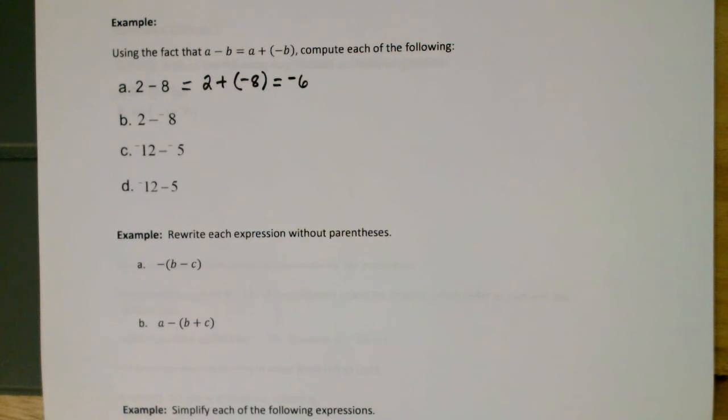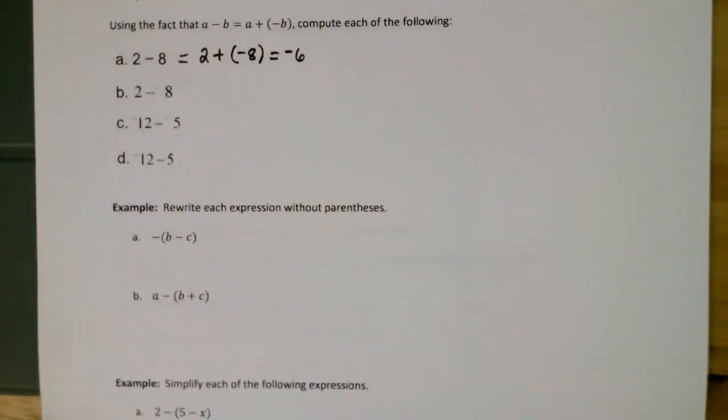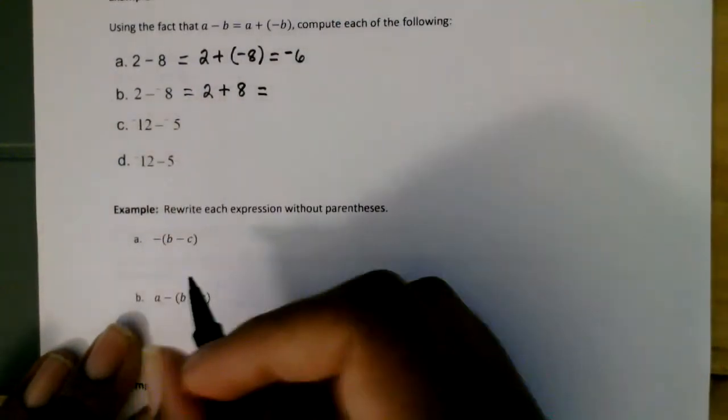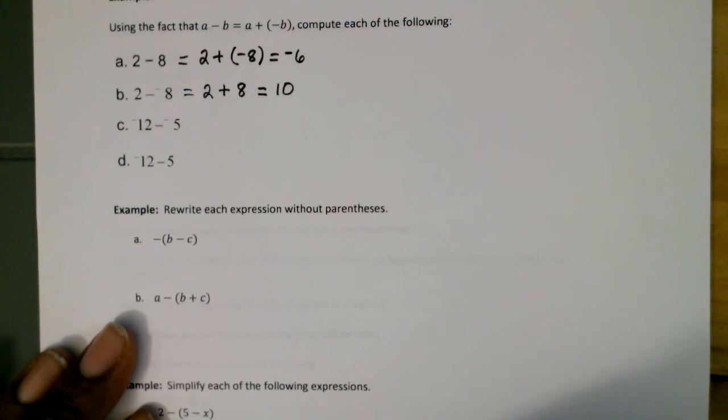Part B, 2 minus a negative 8. 2 minus a negative 8. That's the same thing, 2 plus the opposite of negative 8, which is positive 8. And now we just add 2 plus 8. That's just going to be 10.